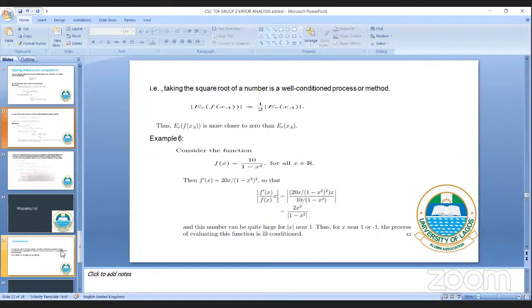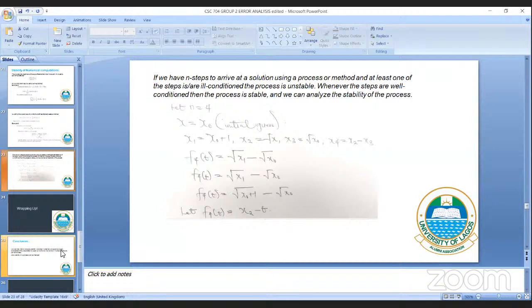So we slot in the values. You know the f prime was that, and you know the f of x is that. So you slot in the values, you get the absolute value, and that's what you get. And the conclusion is that this number can be quite large for absolute x near 1. Thus, for x next to 1 or minus 1, the process of evaluating this function is ill-conditioned. So this is like an example of n is equal to 4. This is an example to showcase well-conditioned and not well-conditioned.